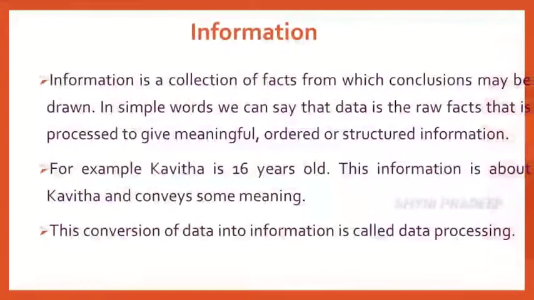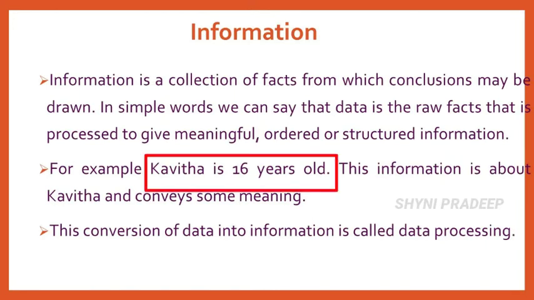So what do you mean by information? Information is a collection of facts that is processed to give meaningful ordered or structured information. For example, Kavita is 16 years old. This is the example for information. Kavita is 16 years old is the information. This information is about Kavita and conveys some meaning. So, this information gives some meaningful message, but data will not give any meaningful message.